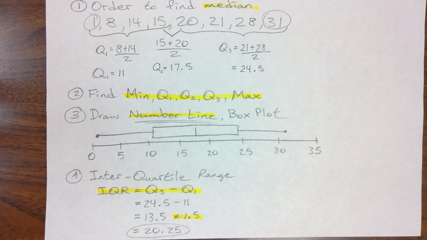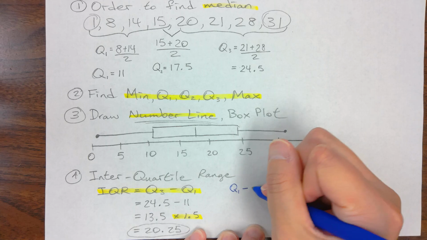Can you add it or subtract it to Q1? For Q1 you subtract so that you get the lower bound, and then you add it to Q3 to get the upper bound. Yes, no, maybe? Okay, I'll write it up.